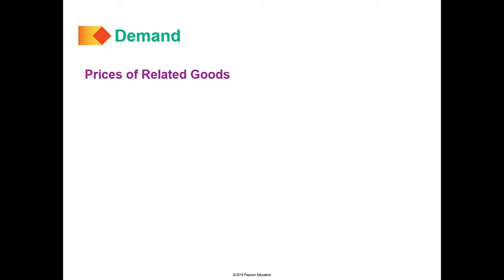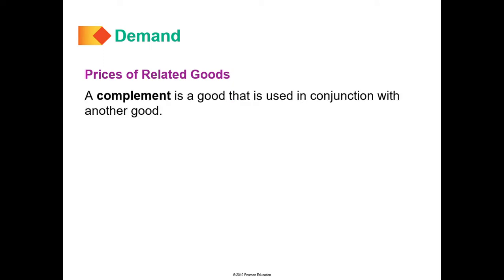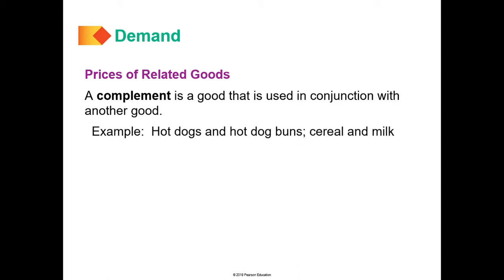So the other type of related good we have is a complement. A complement is a good that's used in conjunction with the other good. We want to use them together. So examples could be hot dogs and hot dog buns, because really, why would you have a hot dog bun if you didn't have a hot dog? And cereal and milk or gas and cars. When I went to college, this is how old I am, it was camera and film.